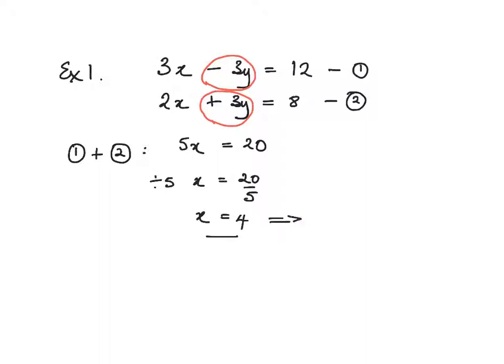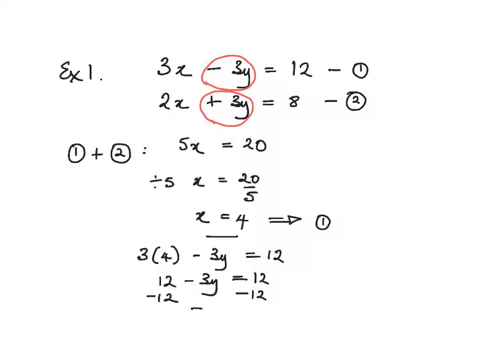What I want to do is to substitute that back into one of the equations, either equation 1 or equation 2. So 3 lots of x, 3 lots of 4, minus 3y equals 12. 3 times 4 is 12. Subtract 12 from both sides. Lo and behold, we've got minus 3y equals 0 and y equals 0. That's a perfectly good solution. So x equals 4 and y equals 0.